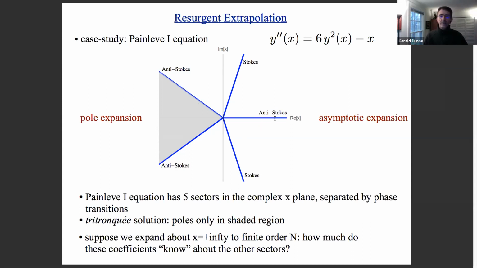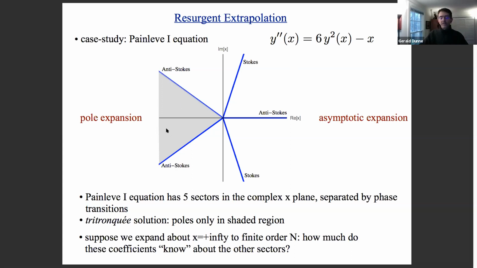So now here's a question. Suppose you try to solve this equation at large x on the positive real axis. You generate an asymptotic expansion. Since you have a differential equation, it's easy to generate coefficients, so you can change how many coefficients you have. So suppose you only have those coefficients. Could you use them to learn about this Stokes transition, this anti-Stokes transition?